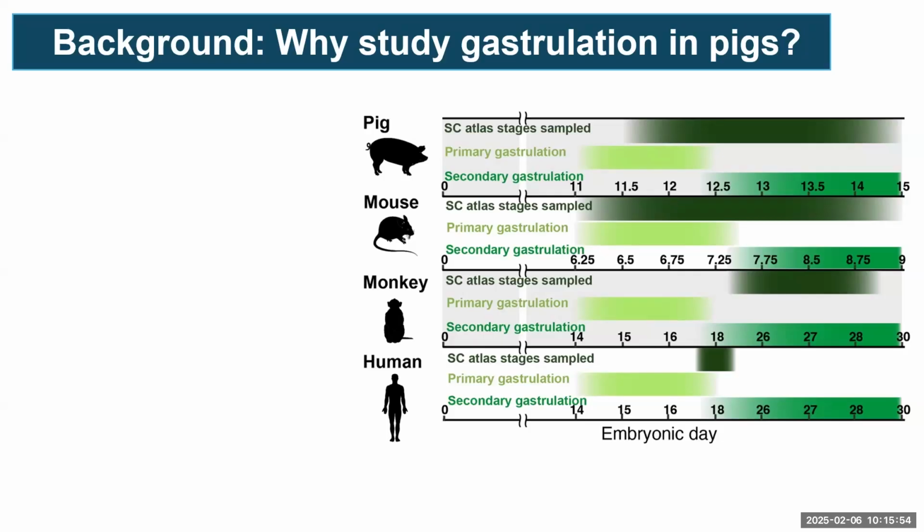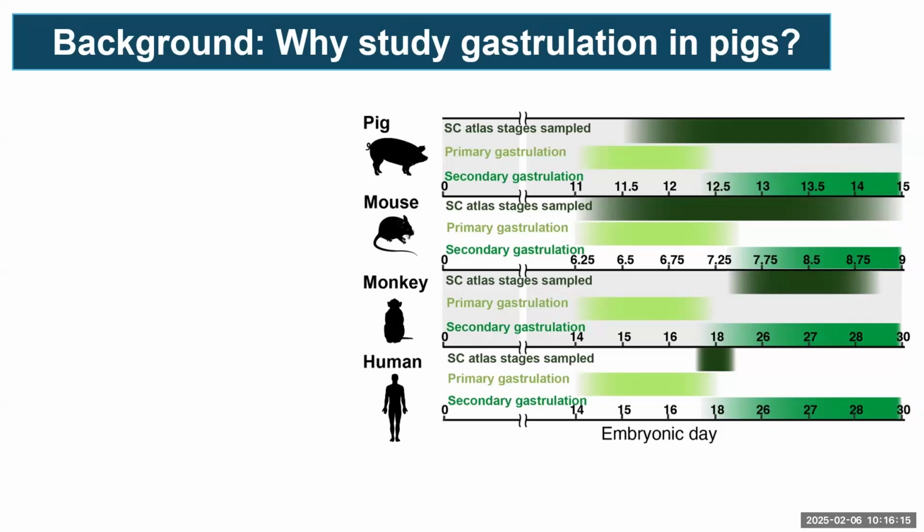We can divide gastrulation into two broad processes, primary and secondary gastrulation. Primary refers to the formation of the three major germ layer progenitor cells, which is depicted here in light green. The darker green reflects the secondary gastrulation, which is the axial extension, where the embryo starts.